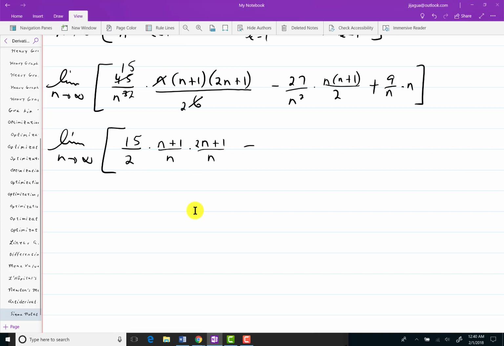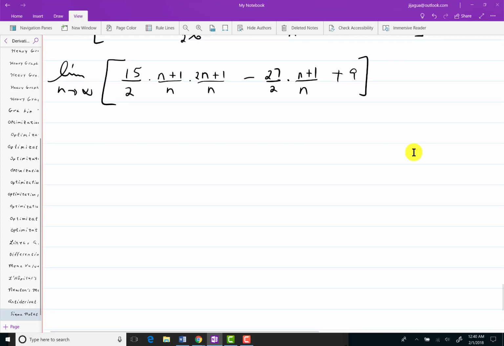Minus 27. Now, over 2, pull the numbers in front here. I can cancel an n like I did before, but what's left is n plus 1 over n. And the last one, the n's cancel, and I'll have plus 9. Check this out then.